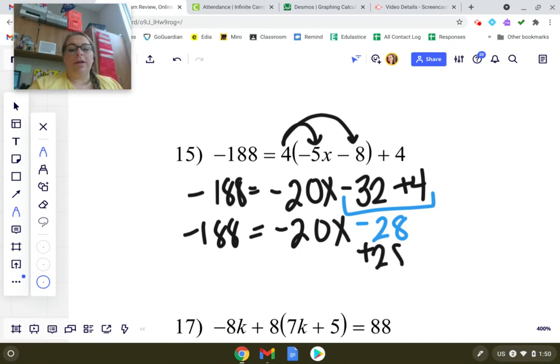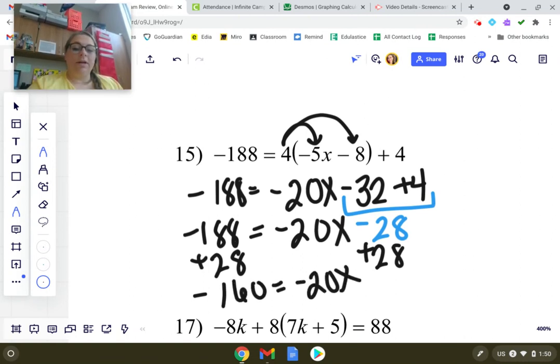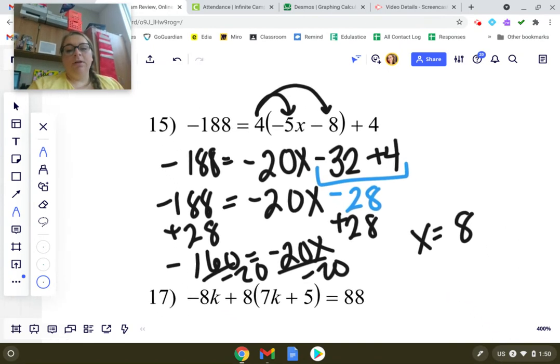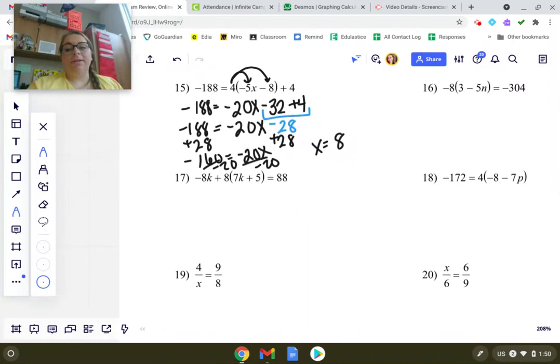So let's add 28 on both sides. That gets us negative 160 equals negative 20x, divided by negative 20. And negative 160 divided by negative 20 gets me 8. Okay, there's my final answer. So you might need to combine like terms in some of these.